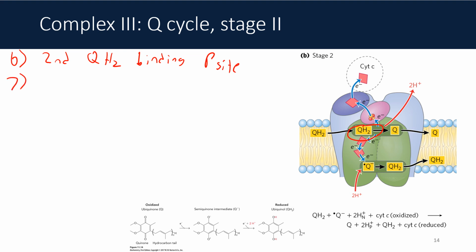Step 7 will also be familiar. We will have two individual single electron transfer events occurring from this newly docked QH2. So that QH2 in the top P site will transfer one electron down to that semiquinone radical that we did not forget about.